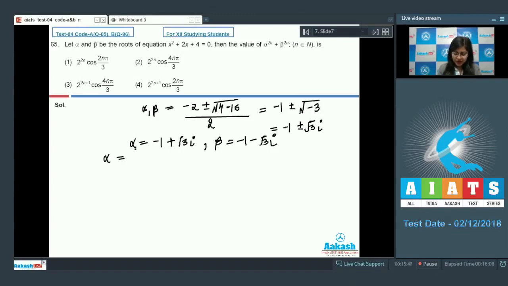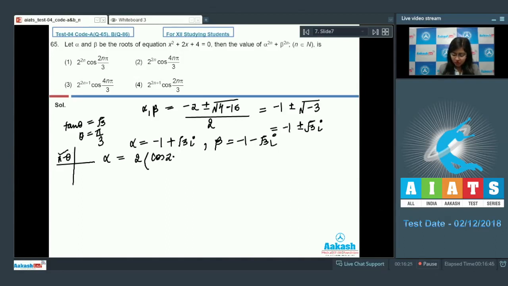So alpha can be written as magnitude of minus 1 plus root 3 iota, that is under root of 1 plus 3, that is under root of 4, that is 2, into. Now let's find the argument of this, as tan theta will be equal to root 3 upon 1, that is root 3. From here theta will be equal to pi by 3, right? But the point is lying in the second quadrant, therefore the argument will be pi minus theta, that is pi minus pi by 3, that is 2 pi by 3.